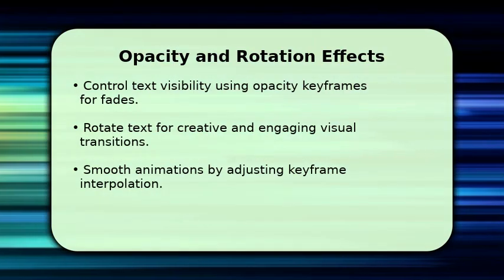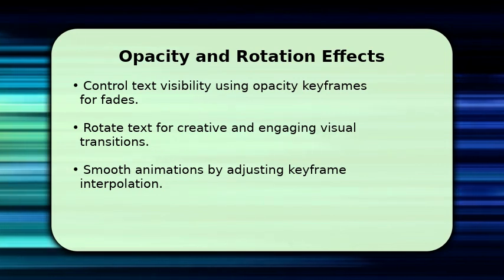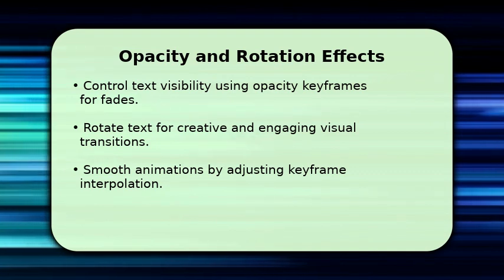Beyond position and scale, you can also animate opacity and rotation for more sophisticated effects. Find the opacity and rotation properties in Effect Controls. Enable keyframing for these just like before. Experiment with fading text in or out, or having it spin into place.